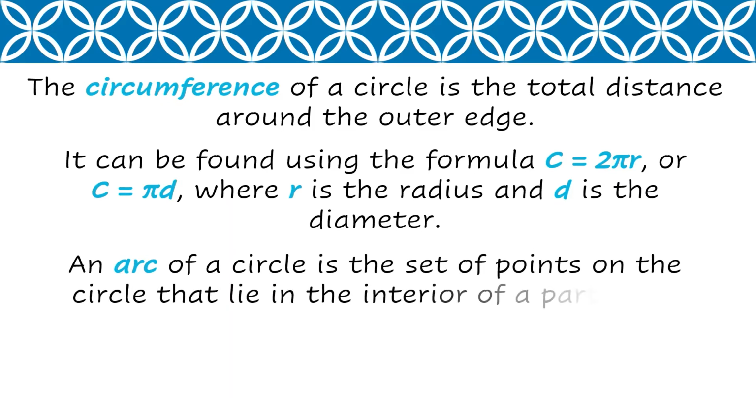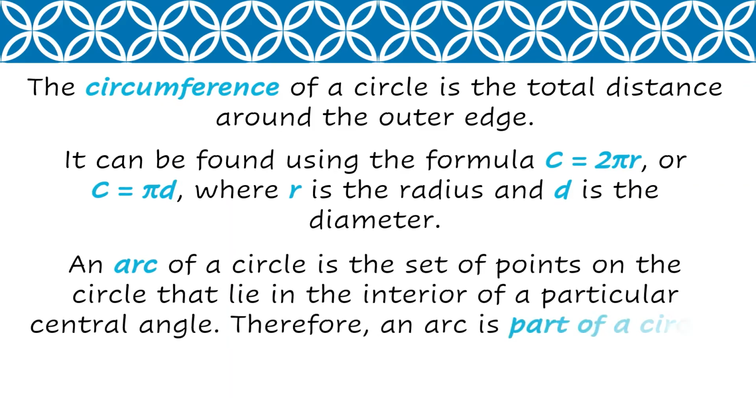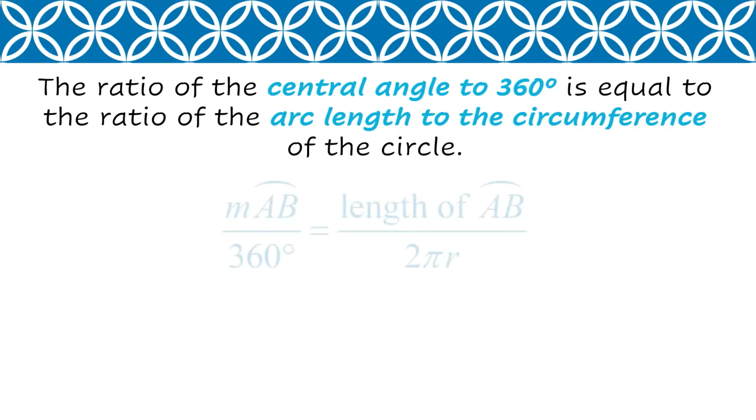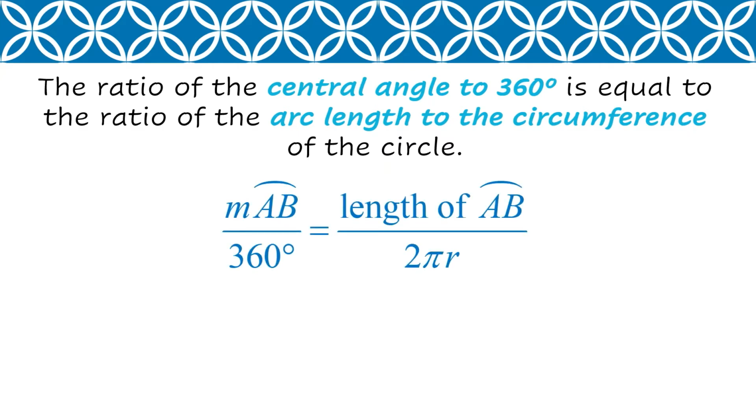An arc of a circle is the set of points on the circle that lie in the interior of a particular central angle. In simpler terms, an arc is a part of a circle. The ratio of the central angle to 360 is equal to the ratio of the arc length to the circumference. A ratio is a fraction, so if we have two equal fractions, we can set up a proportion.